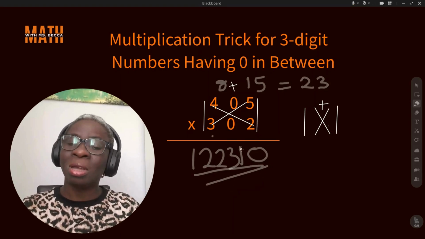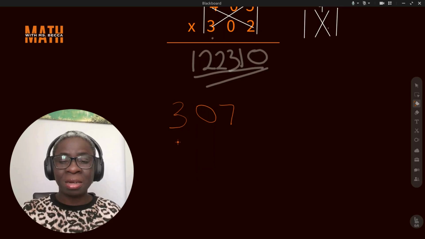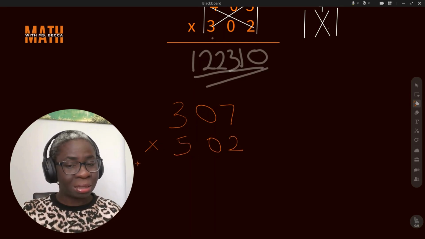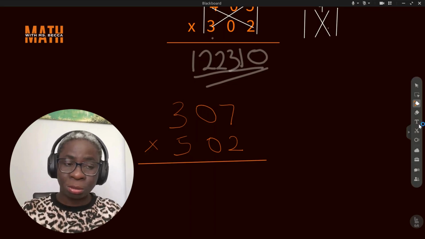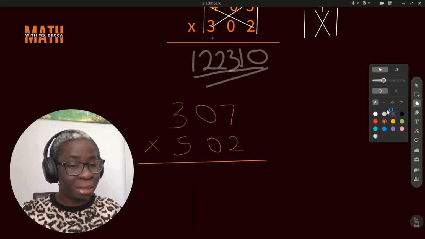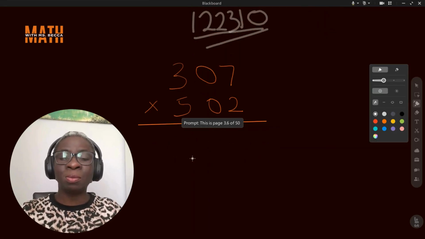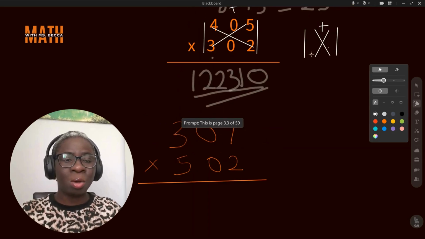Press it on your calculator. Let's try one more example. 307 times, let's say, 502. Don't forget that the middle digit must be 0. That is when this trick will work. Now let's multiply this. Don't forget the pattern. We have 1, x and then 1.